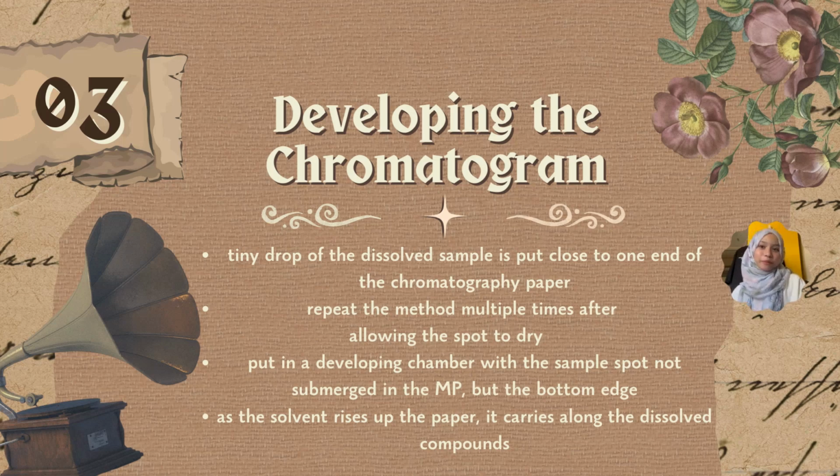Developing the chromatogram. A tiny drop of the dissolved sample is put close to one end of the chromatography paper, about 1 to 2 cm from the edge, using a capillary tube or a thin brush. To concentrate the sample in the same area, repeat the method multiple times after allowing the spot to dry. The paper is put in a developing chamber, such as a beaker or chromatography tank, with the sample spot not submerged in the mobile phase, only the bottom edge. When the solvent rises up the paper, it carries along the dissolved compounds.